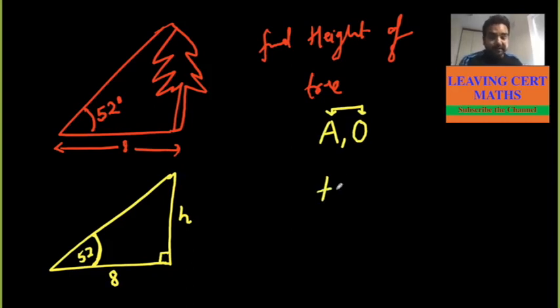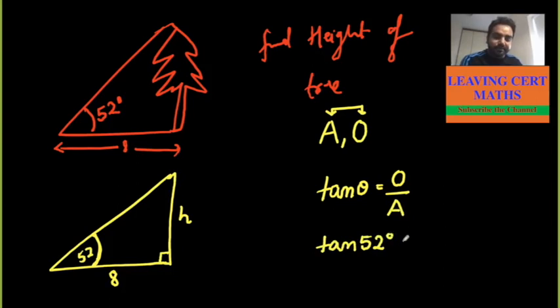Tan. So first write tan theta is equal to opposite over adjacent. Theta is 52 degrees. Opposite is h over 8. Are you happy with this so far? Now the thing is how to find h. To find h, you have to eliminate 8. So can you multiply both sides by 8?